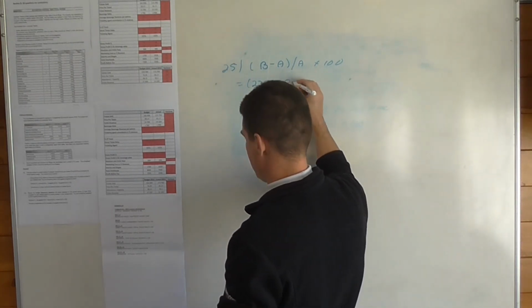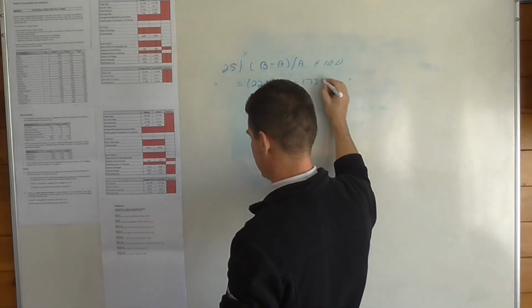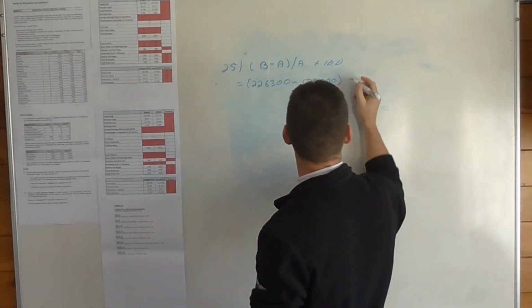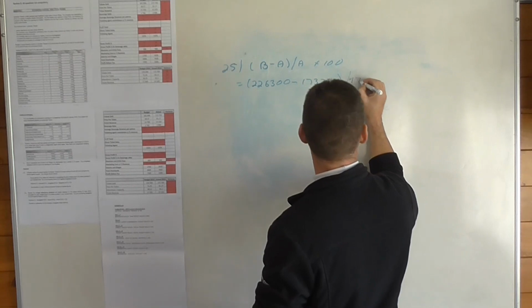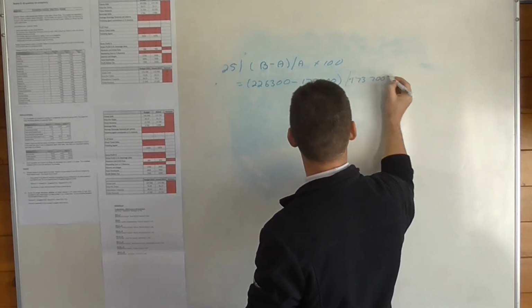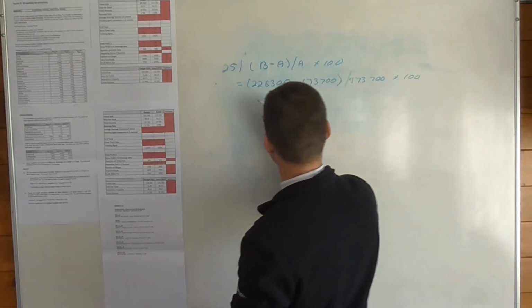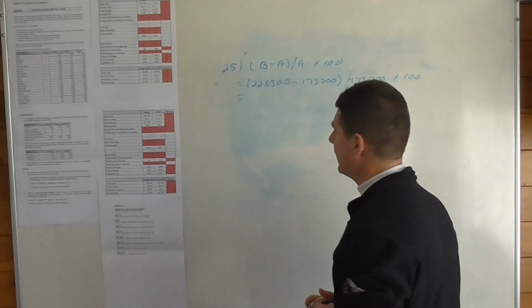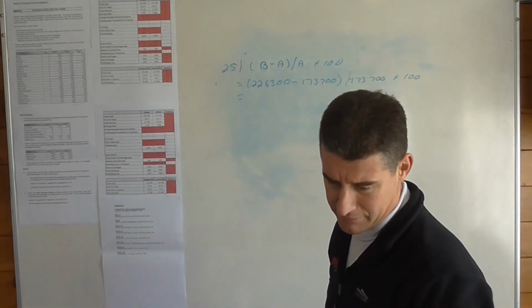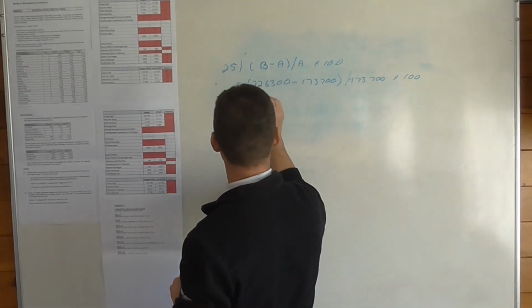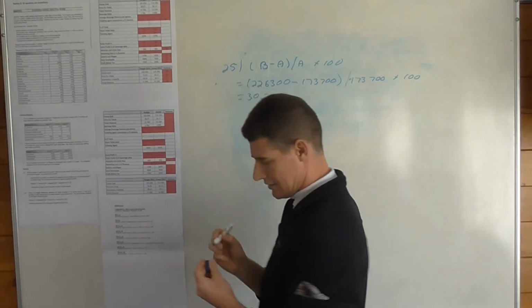226,300 minus 173,700, close your bracket, divided by 173,700 multiplied by 100. Okay, and then when you do that calculation on number 25, it's 30.28.